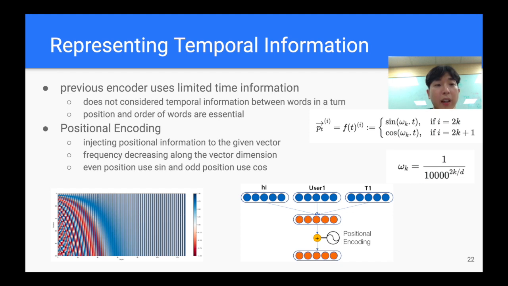We are using a technique called positional encoding to embed the output from the encoder, as you can see in the figure at the bottom right. Basically, this method injects positional information into the given feature. The frequency depends on the feature dimension, and it uses sine and cosine on even and odd positions respectively. This allows our encoded feature representation to have unique sequential information.